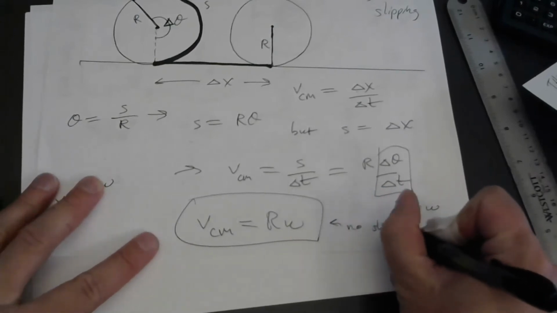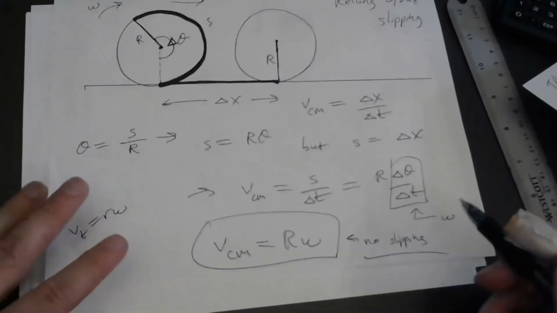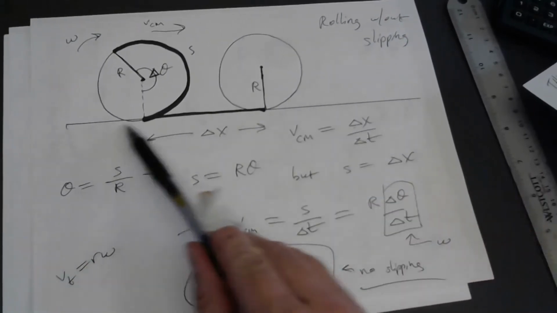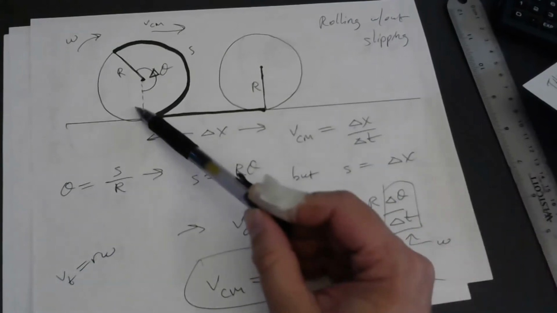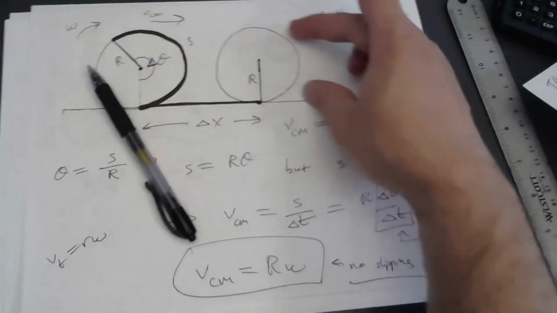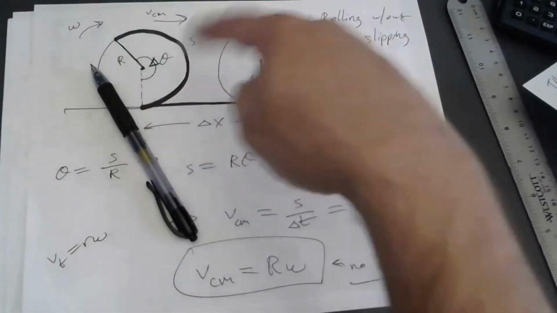Again, this is only true for no slipping. Because what if, isn't it possible, what if this was an icy surface and your wheel, couldn't you kick the wheel at the middle and get it to skid without rolling? You know, it could be skidding without turning at all.